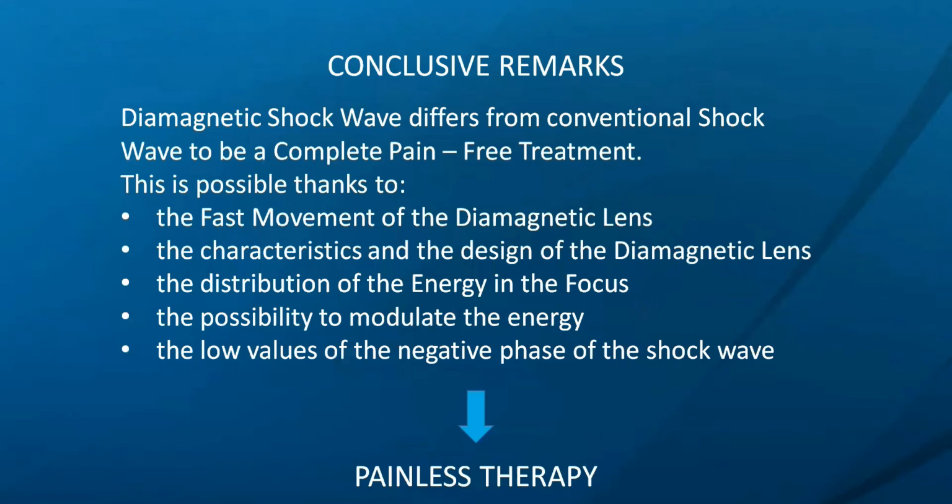So diamagnetic shockwave is different from conventional shockwaves because it's a completely pain-free treatment. And this is possible thanks to the fast movement of the diamagnetic lens, the characteristics and design of the lens, the distribution of the energy in the focus, and the possibility to modulate the energy in the low values of the negative phase of the shockwaves.